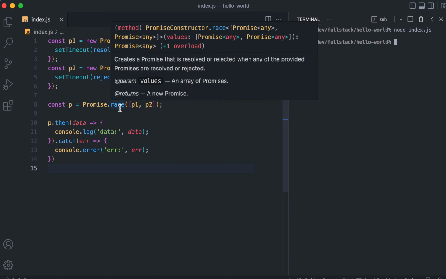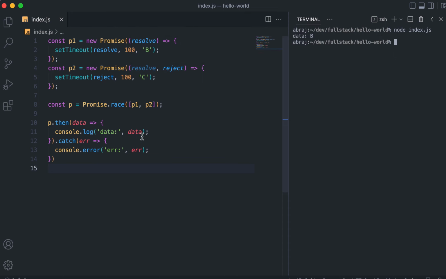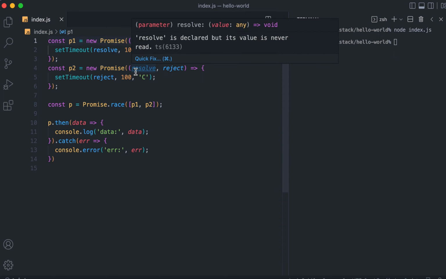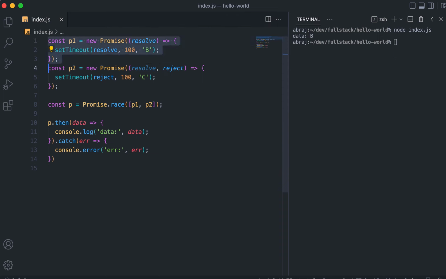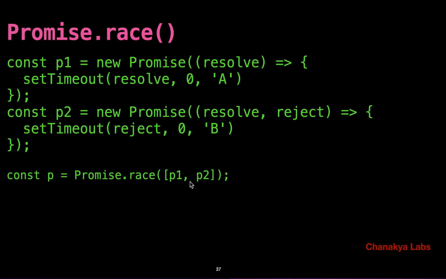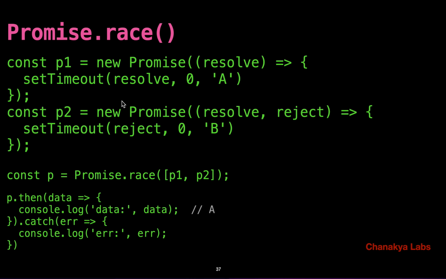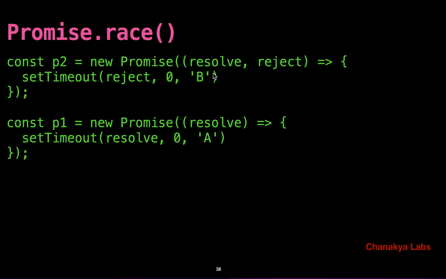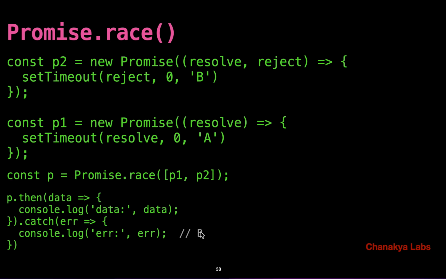And yeah, race is waiting for any one of them too. And which one is the first one? So the first one is, like, both are 100, but the first defined one is this thing, right? So the first one to settle is going to be P1, and that's why it is coming with data B. But had it been opposite, then the first one to settle will be P2, and that will be coming with the rejection reason C, and that's why it will go in catch, right? And that's why it will be error C. Okay, fine. So we can see that here the first one to resolve is A, and here the first one to reject is B, and that's why it will come in catch.